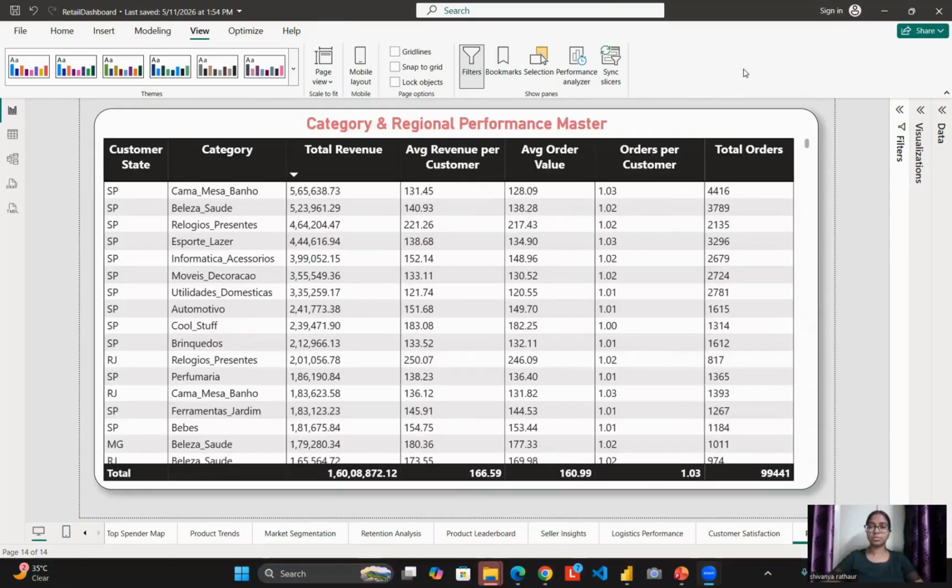In conclusion, this 14-page Power BI dashboard successfully changes raw data into meaningful business choices. Now the data proves that shipping speed is directly connected to customer satisfaction and loyalty. To fix a low retention rate, the company must fix the supply chain in delayed states like Roraima immediately.